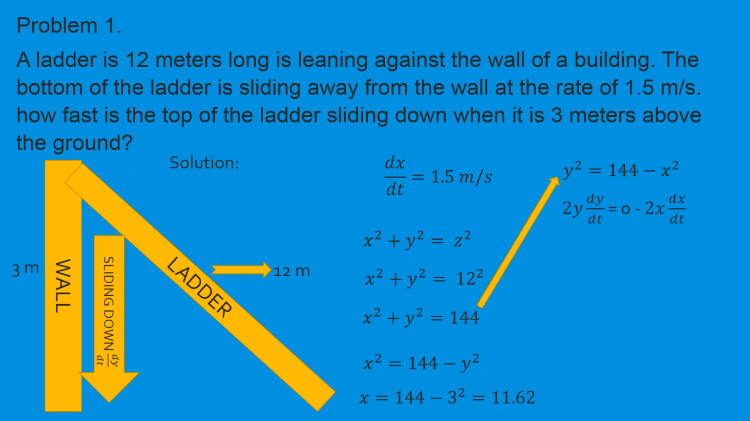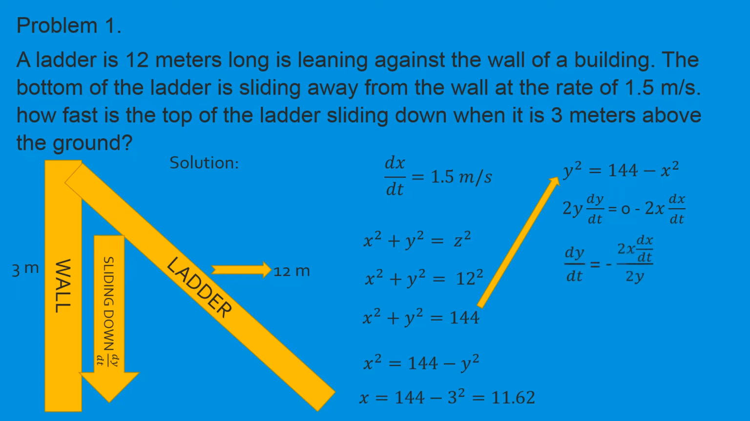Then after getting the derivative, we can now write down dy over dt. The reason is that dy over dt is referring to the change of distance with respect to time. Remember also that the derivative of any constant is 0. So we have the derivative of 144 is 0, minus the derivative of x squared, which is 2x, then we write also dx over dt.